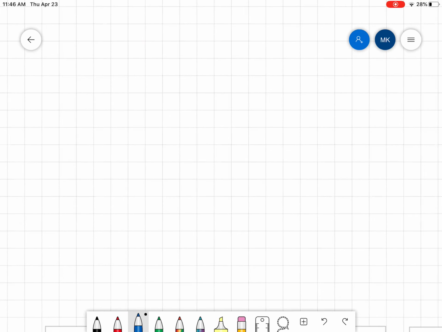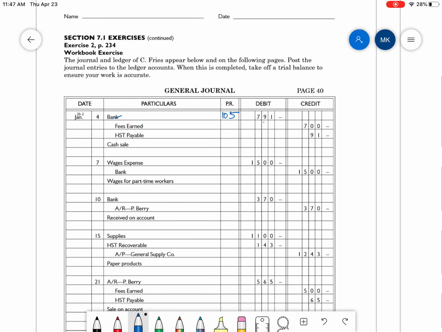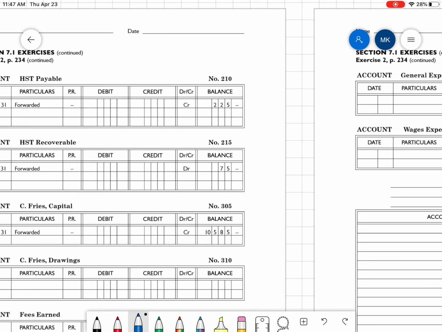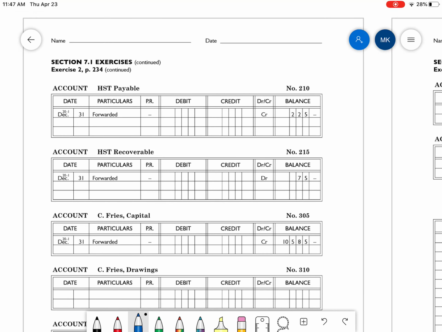Now again, let's go back to the journal entry. So bank is done, fees earned is done. Now HST payable is 91, it's credit. So go to the HST payable account, right? Now this is 22 January 4, and you have 91 on the credit. Okay, so you have 91 on the credit. So 91. Okay, now you already had 225 in credit, so credit plus credit is again credit balance.